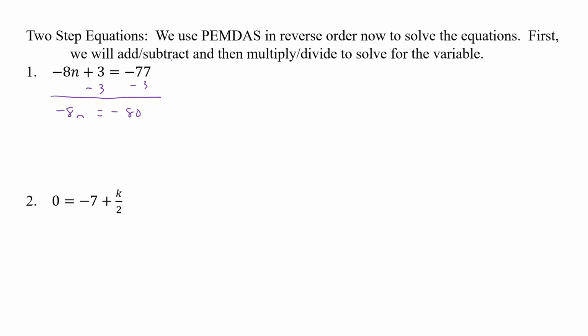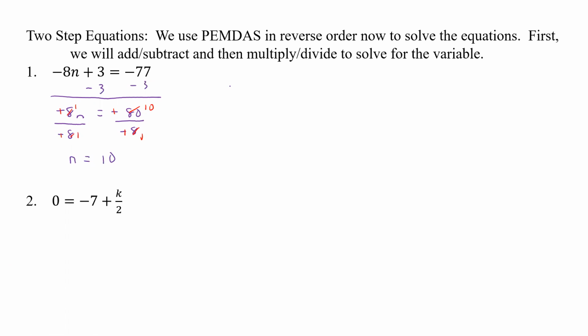We add and subtract first, and now we're going to multiply and divide. Since we have a whole number, I'm just going to divide by that whole thing, negative 8. I'll divide that by a negative 8. Those are positive. That goes to 1. That goes to 1. Now 8 goes in here once. 8 goes in here 10 times. And so now we get n is equal to 10.